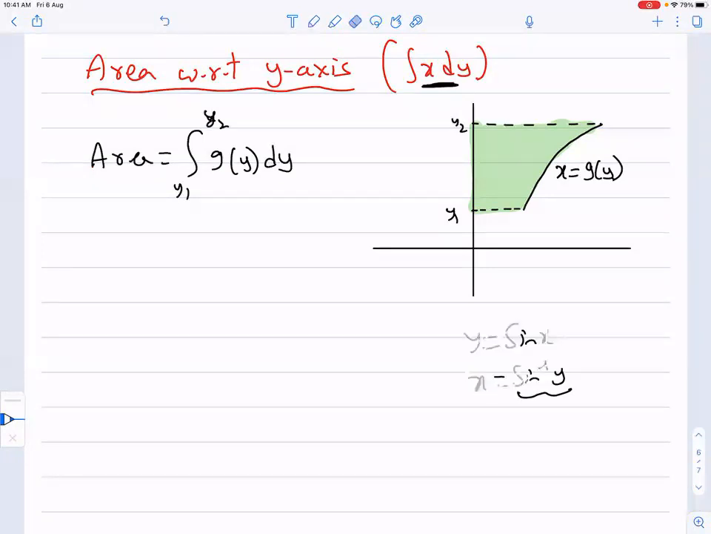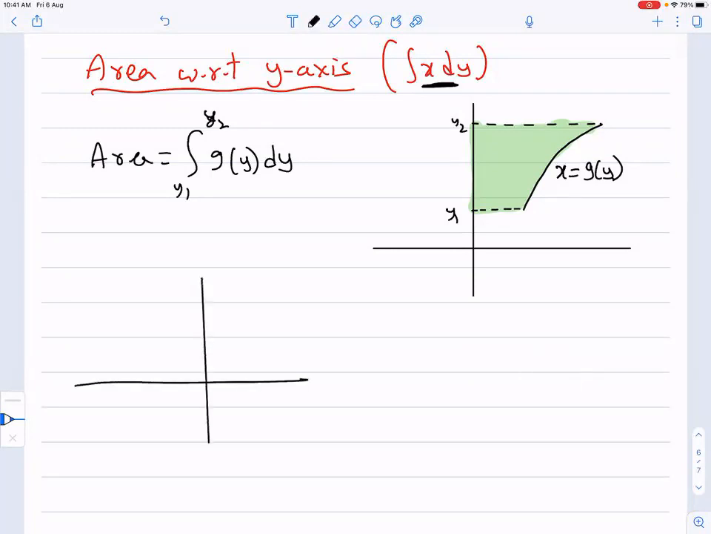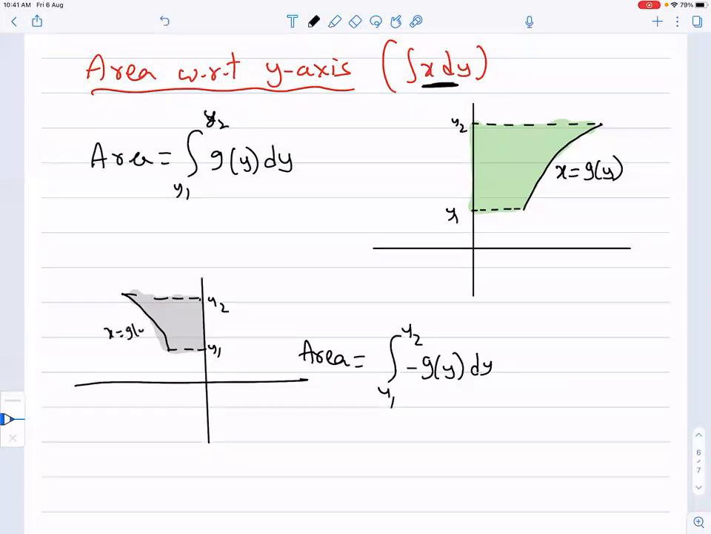Imagine the curve is on this side of the y-axis. If the curve is like this, then how do we find the area? So this is y1, this is y2. Here, in this case, the area is integral y1 to y2 of minus g of y dy. Understood, students?